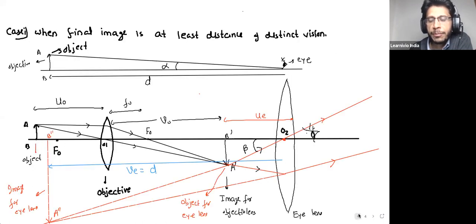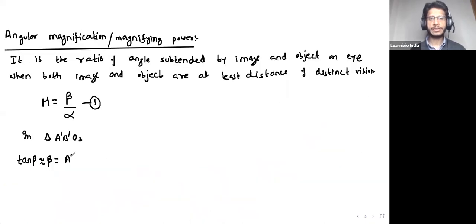Yes, tell me how much is tan beta. That's very wrong. Tan beta is perpendicular upon base. How much is the perpendicular? That's A prime B prime. How much is the base? It's O2 B prime. So you can write that tan beta is A prime B prime divided by O2 B prime.